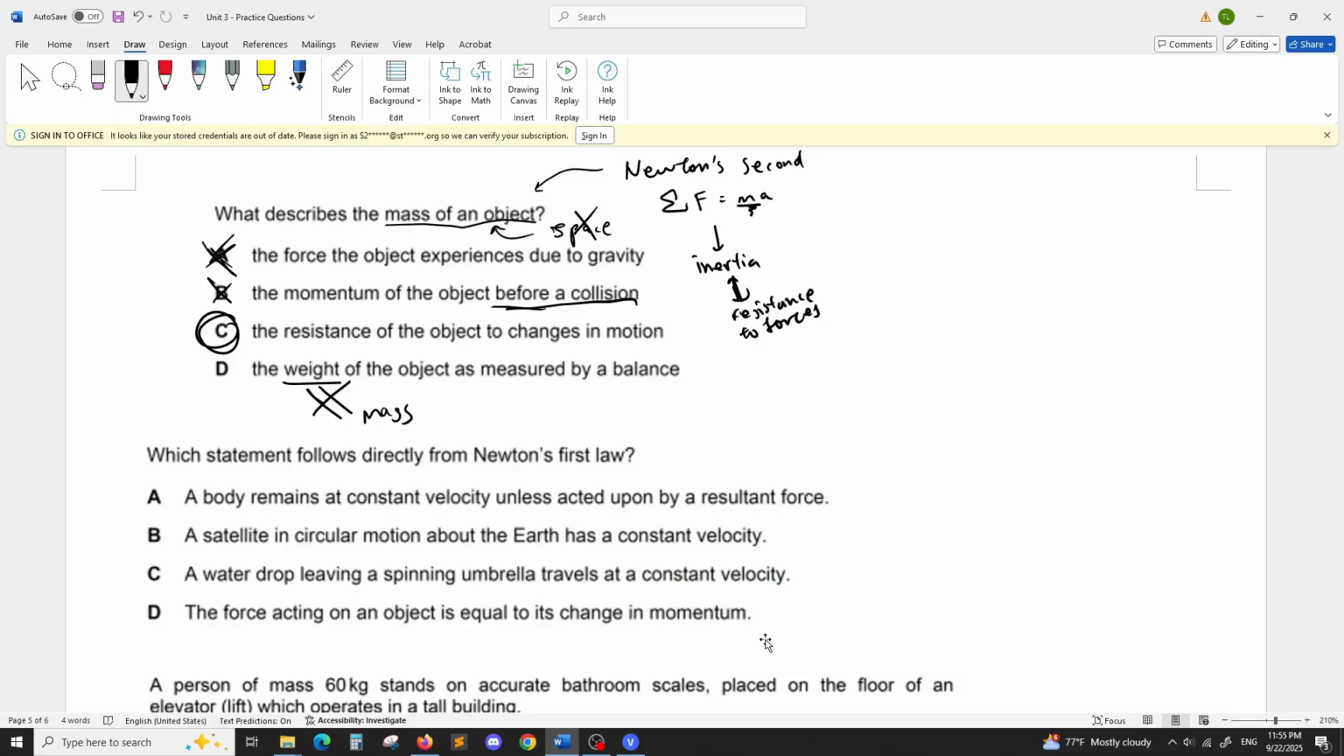Which statement follows directly from Newton's second law? A body remains at constant velocity unless acted upon by a resultant force. A satellite in circular motion about Earth has a constant velocity. A water drop leaving a spinning umbrella travels at constant speed. Generally you should read the question and then look at the answer choices to get an idea of what they're talking about.